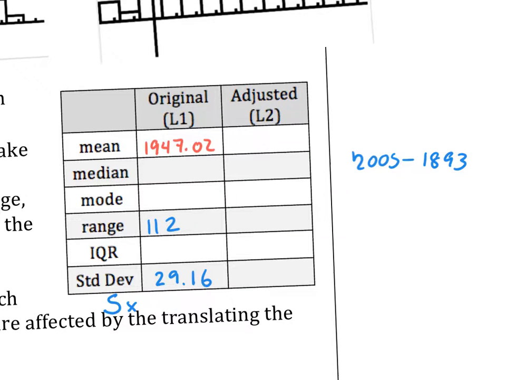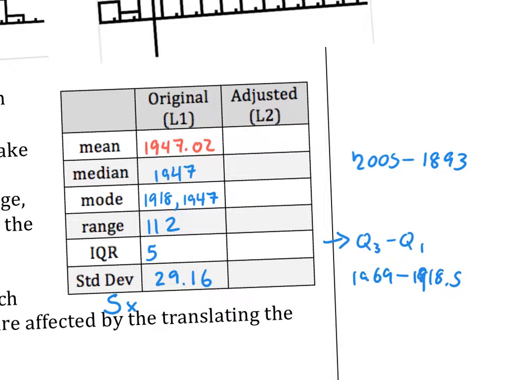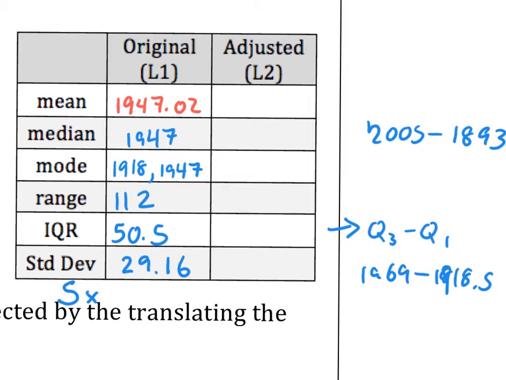All right, so there are two modes because there are two most frequent values. So 1918 is one of them, and the other one is 1947. The median is right there, 1947 we see. On my calculator and the IQR, remember that IQR is Q3 minus Q1, so we have to do the subtraction manually, which is going to be 1969 minus 1918.5. And we get 50.5 there.